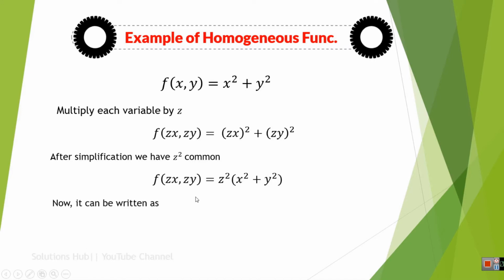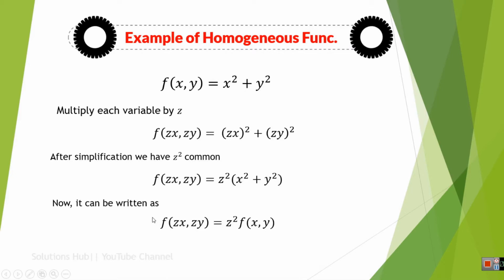So this function can be written as f of zx zy, that is equal to z square, and x square plus y square is now replaced by f of xy. This particular transformation of the function is exactly the same as we have discussed in the definition of a homogeneous function. If you are able to transform your function after doing these steps into this last form, it means that you have a homogeneous function.